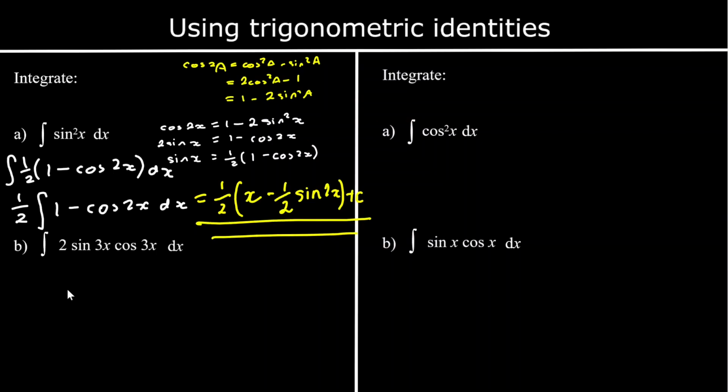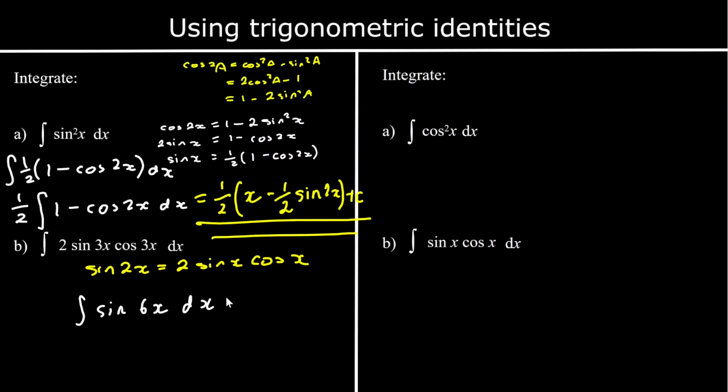Part B, we've got 2 sine 3x cos 3x. So when we've got a sine and a cos multiplied together, we integrate it using our other double angle, our sine 2a. So sine 2a, or sine 2x, is 2 sine x cos x. So we can see x is changed into 3x here. So 2 sine 3x cos 3x is the same as sine 6x.